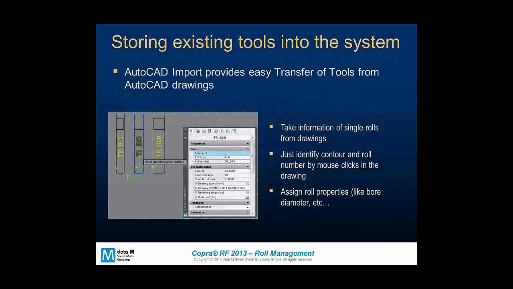So first of all, taking an AutoCAD drawing. AutoCAD import provides an easy to use tool to capture the AutoCAD roll geometry and store it within the roll database. And we take the information of single rolls from our drawings. Essentially we identify the contour, which needs to be a polyline, and the roll number itself by mouse clicks in the drawing. And during this import, we're able to assign roll properties, the attributes of the roll, to give it some identity. For example, the bore, diameter, stamp ring, tolerances, and so on and so forth.